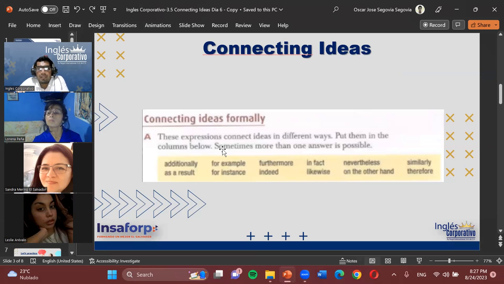Now, these expressions connect ideas in different ways. Put them in columns below, sometimes more than one answer is possible. Now, we're not going to do the columns thing. What we're going to do is basically analyze when we are supposed to use each of these phrases.